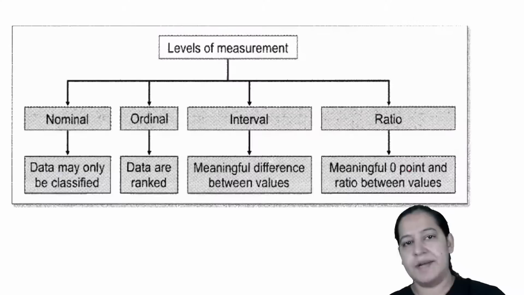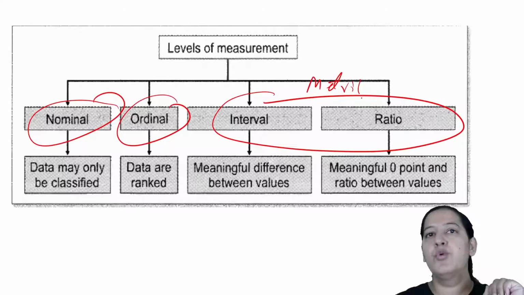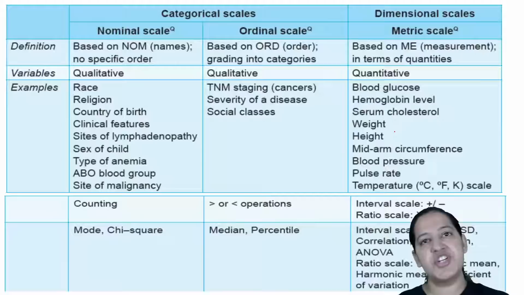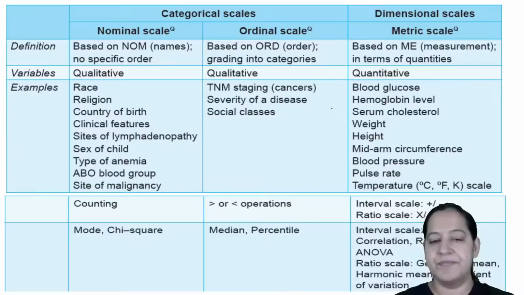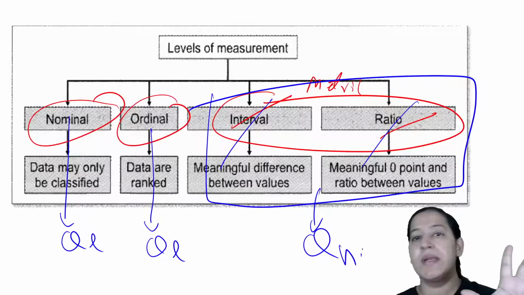Metric is again of two types, interval and ratio. So total four scales we are having: nominal, ordinal, and these two are metric. I will give you the examples, don't worry. Which type of data is measured on which scale? Let me take the first scale. The first scale is nominal scale. This is for qualitative data. Ordinal is also for qualitative data. And the metric scale, that is both interval and ratio, is for quantitative data. You know the difference between qualitative and quantitative data now. Qualitative means there will be no values, no numbers.